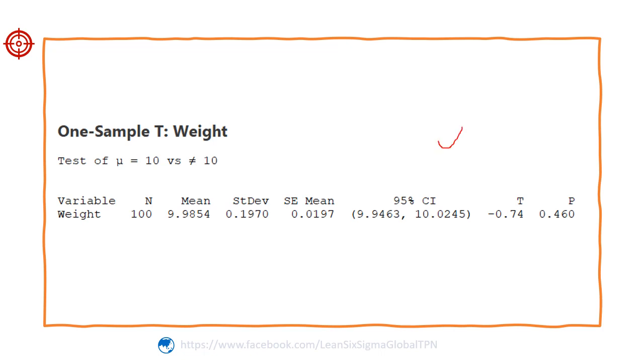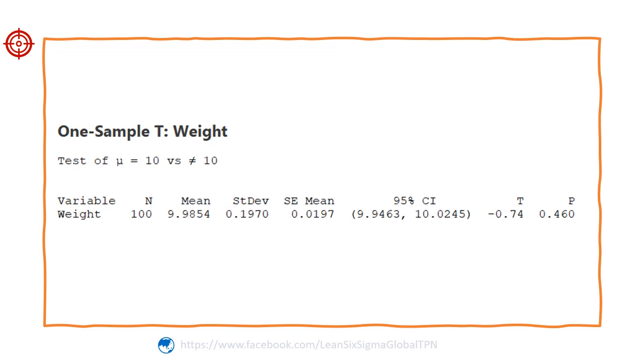Suppose we set alpha for our test to 0.05. So should we reject or fail to reject the null hypothesis?